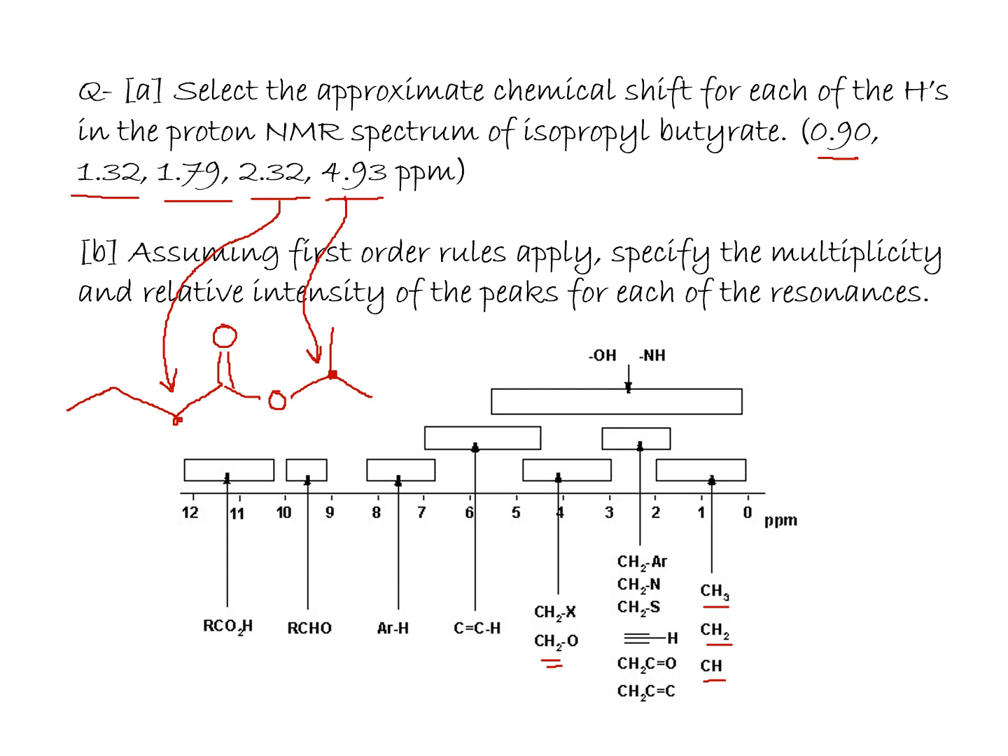And 0.9 will be the CH3 group far away from the electron withdrawing groups, this one. And now you have methylene protons, that's most likely to be that one. And these two CH3s will be at 1.32. That's roughly from the chart.